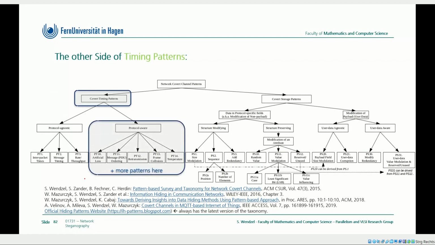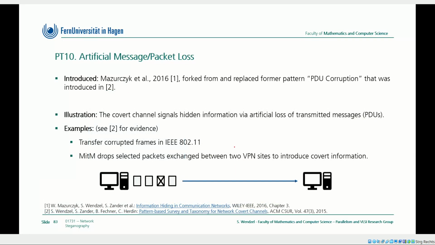Okay, next are the protocol-aware timing channels. For space reasons, I did not add PT 15 and 16 here. I just wrote more patterns because then it's hardly readable anymore. So the artificial message or packet loss pattern was introduced in 2016, but actually forked or derived from and replaced the original PDU corruption pattern. Actually, the PDU corruption pattern will occur on a later slide too. It was one of the patterns that was split into 2 patterns to make the meaning more precise. So artificial message or packet loss is a different thing than a plain corruption of data.